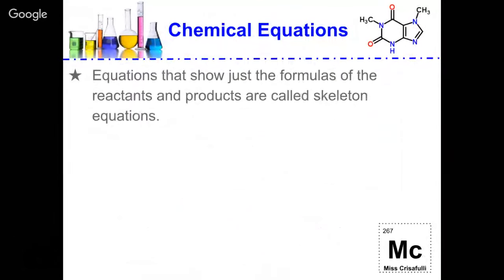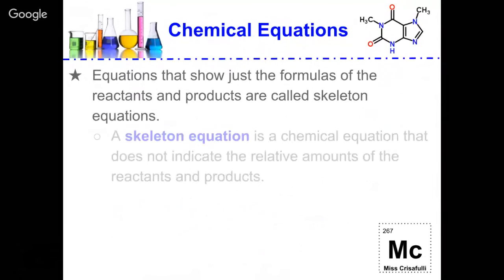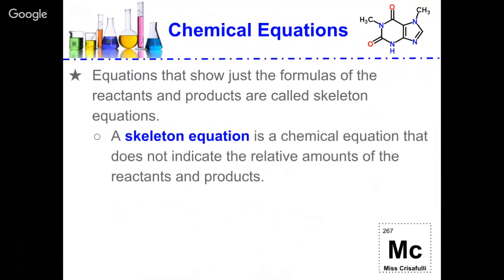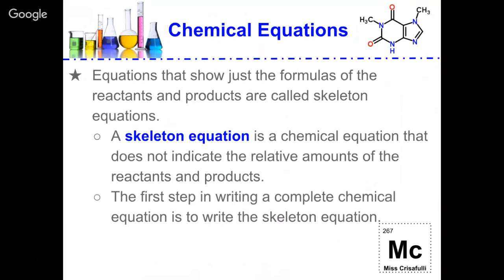Equations that show just the formulas of the reactants and products are called skeleton equations. A skeleton equation is a chemical equation that does not indicate the relative amounts of the reactants and products. So in the first step for writing a complete chemical equation, we're going to write the skeletal equation first. So that's just our elements. So Fe, iron plus oxygen gives iron 3 oxide.